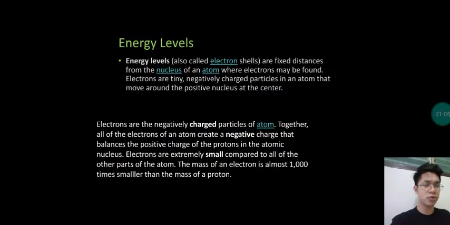Energy levels, also called electron shells, are fixed distances from the nucleus of an atom where electrons may be found. Electrons are tiny negatively charged particles in an atom that move around the positive nucleus at the center. Electrons altogether create a negative charge that balances the positive charge of the protons in the atomic nucleus. Electrons are extremely small, to the point that the mass of an electron is estimated to be 1,000 times smaller than the mass of a proton, and we need to take into account that the number of electrons is equal to the number of protons if there is no charge.